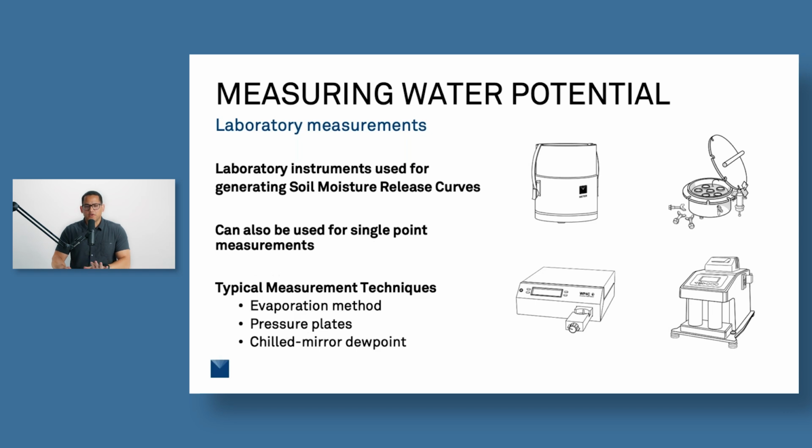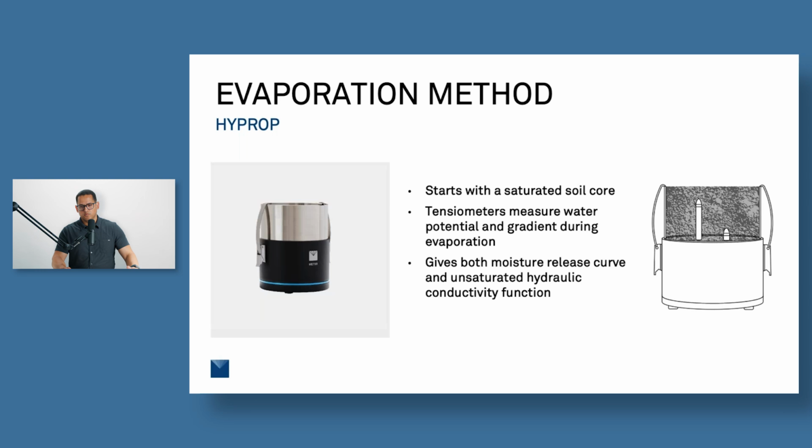But one thing I want to hit on before I move on is, as we talk about these different methods, it's important to understand that some of these methods are actually measuring only the matric potential, like the evaporation method and the pressure plates, whereas the chilled mirror or the vapor pressure methods are actually measuring both the matric and osmotic potential. And we'll see where that comes into play here in a little bit.